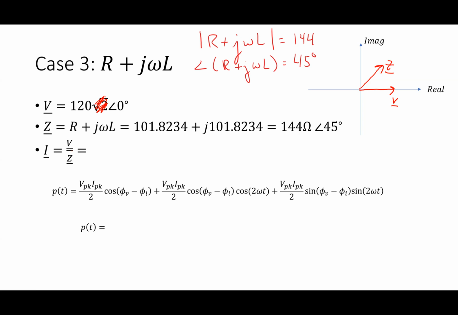Okay. How do I figure out what the angle of the current is? Well, I just do V divided by Z. So how do I get the magnitude and how do I get the angle from that? By the magnitudes, right? So not surprisingly, I didn't want to do the math over and over again. So 120 divided by 144, right? And my angle is 0 minus 45 degrees. All right. So where's the current vector going to be?